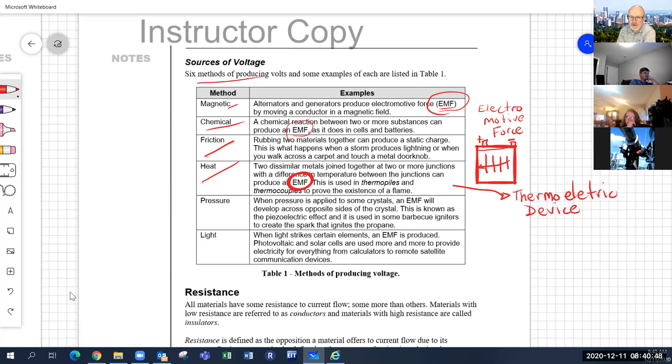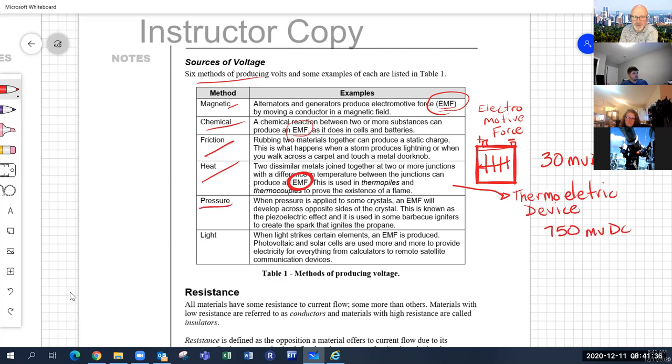A thermoelectric device. I just paused. I was waiting for somebody to give me an answer. A thermoelectric device is a thermocouple or a thermopile. A thermopile is just a bunch of thermocouples together to make more voltage. These thermocouples produce about 30 millivolts DC, but a thermopile produces about 750 millivolts DC. So it's a whole bunch of thermocouples tied together.